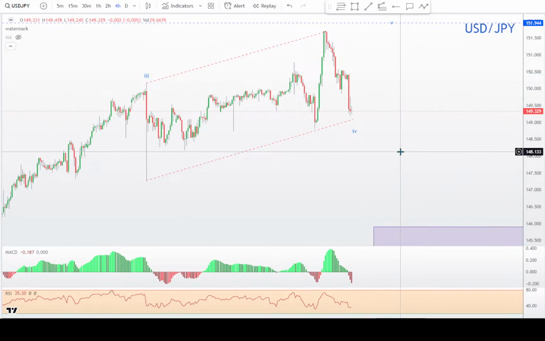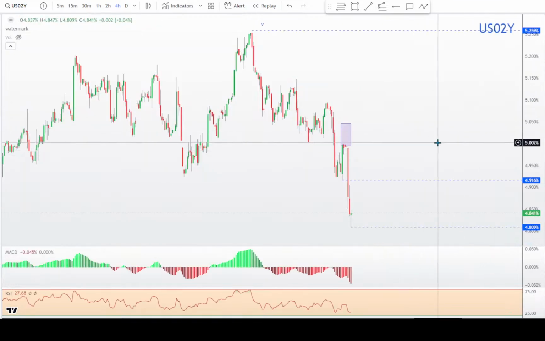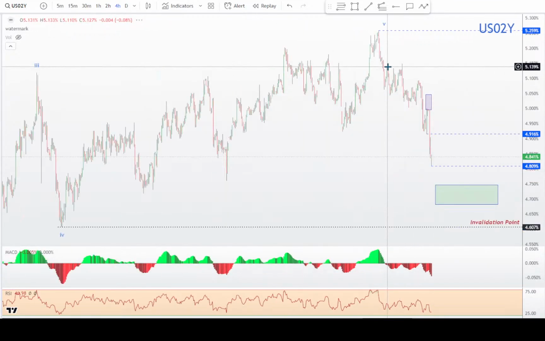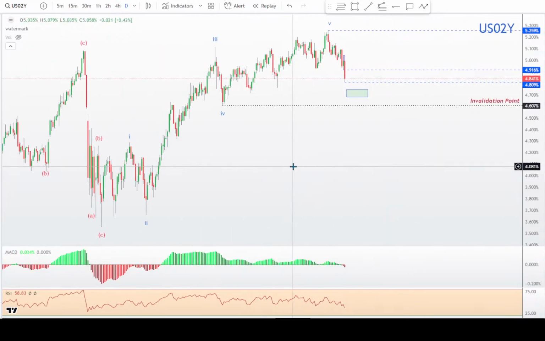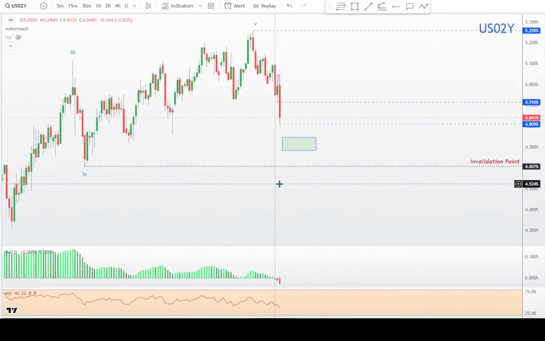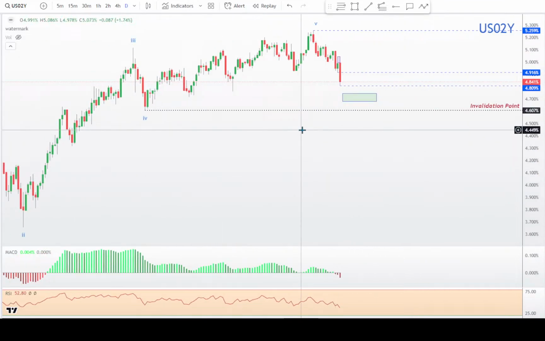All right, so that's the currency pairs, and then we look at the 2 and 10 year. Then go to the daily. So I still think that this is 1, 2, 3, 4, and I'm not sure if this 5th wave is done. The invalidation point is this 4607. If they break that, then this whole thing is done. And then there's going to be a big correction.